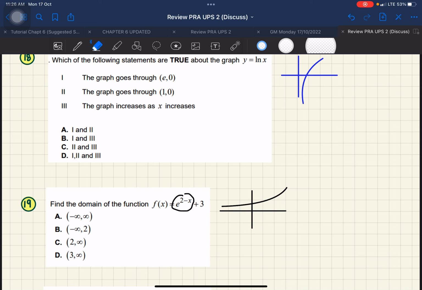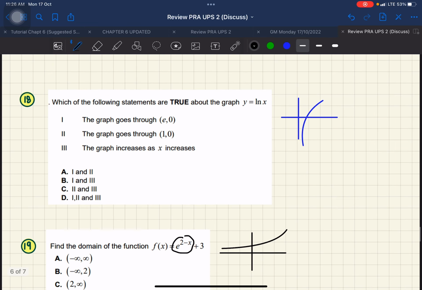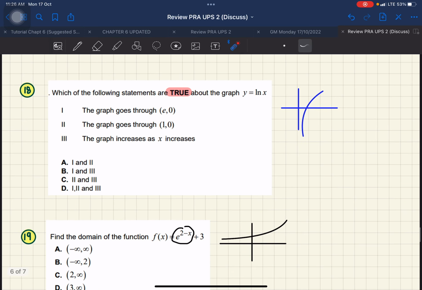So inilah graph saya. Okay, so patah balik ke soalan nombor 18. Dia kata statements are true. So ni pun kena baca soalan betul-betul. Dia kata true, not false. Okay, so saya pergi dekat nombor 3 dulu saja kat sini.